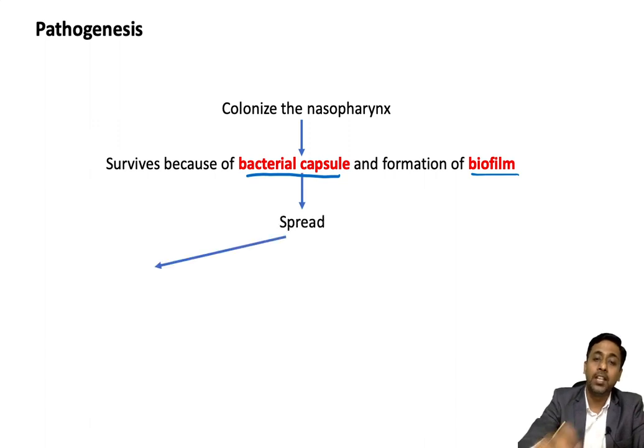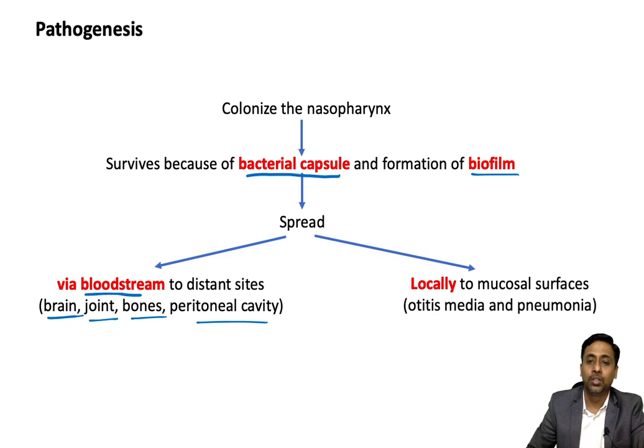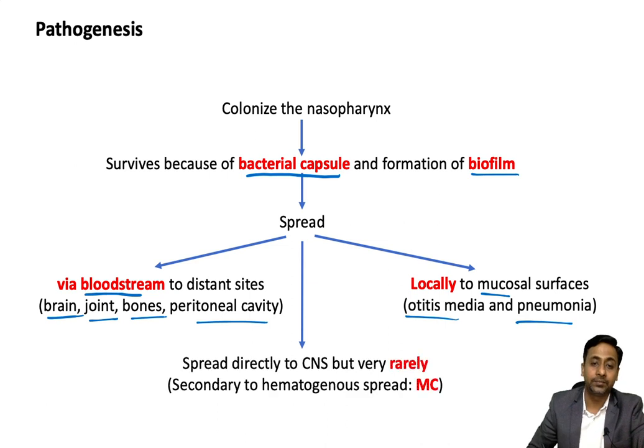It may spread via the blood stream to distant sites such as brain, joints, bones and peritoneal cavity, and it may spread locally to the mucosal surface causing otitis media and pneumonia. And it may spread directly to the CNS, but that is very rare. Direct spread usually occurs through fracture of the skull base. Okay, and the more common mode of transmission of infection to the meninges is hematogenous spread.